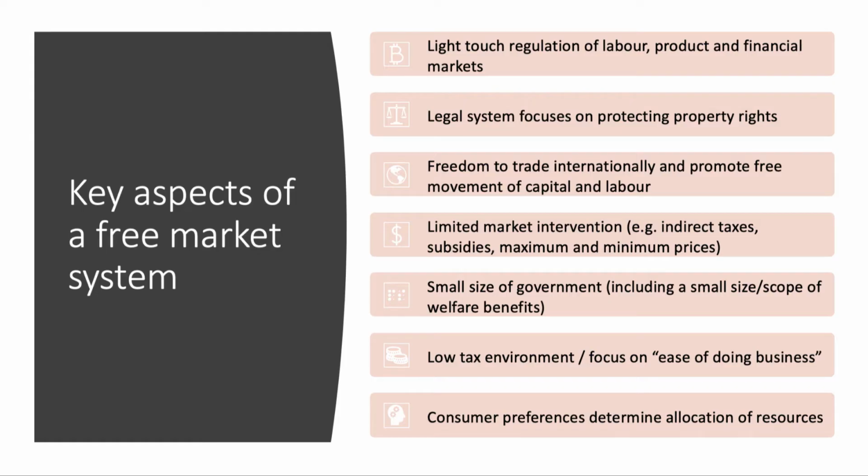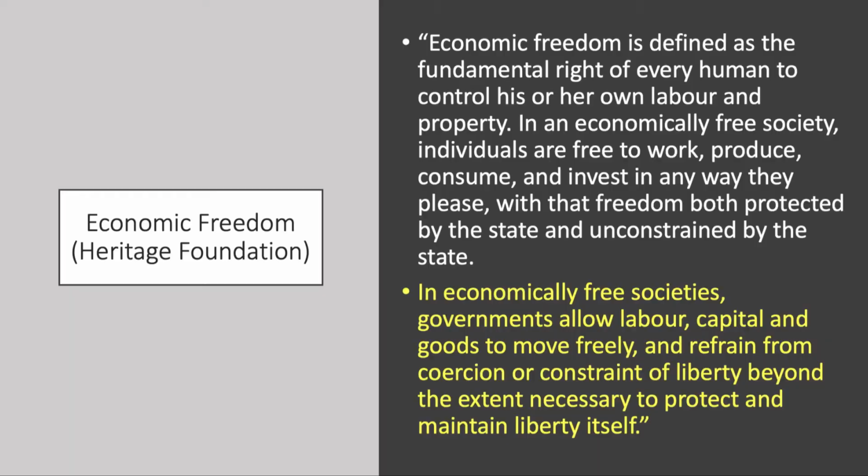So in a free market system, there will be the relative absence of things like import tariffs, quotas and migration limits. Typically, as we said before, there's limited market intervention by the state through things like indirect taxes, subsidies and price controls. Governments are often quite small, both in terms of their own spending on goods and services, limited public ownership, and a relatively small size and scope for welfare. Often free market economies are characterised by being low tax environments with a particular emphasis on the ease of doing business. And consumer sovereignty is the main way of allocating scarce resources.